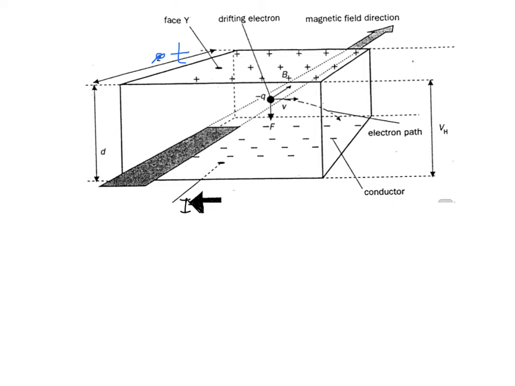Now, how do I know which dimension to use as the thickness? The clue is to look at the direction of the magnetic field. If the magnetic field is this way, then we take the dimension that is parallel to the magnetic field as the thickness. That's how I define the thickness of my material.